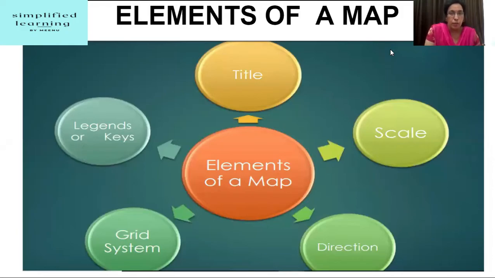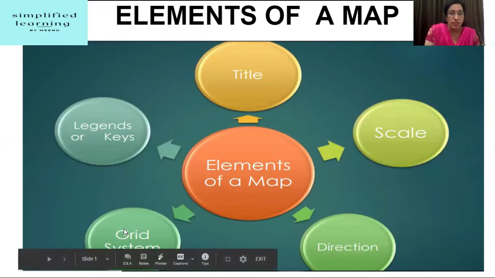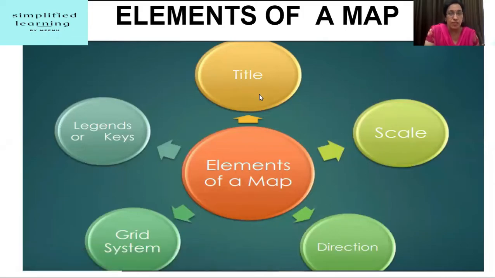Elements of a map. You can see various elements shown here. There are some more also. Now, the first element is title, then legends or keys, then we have grid system, direction, and scale. So with the help of these elements, we are able to read the map and understand it.